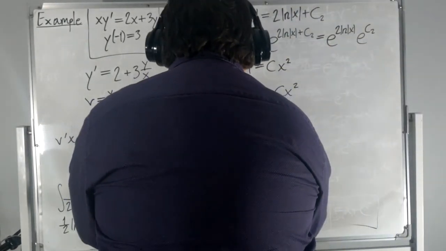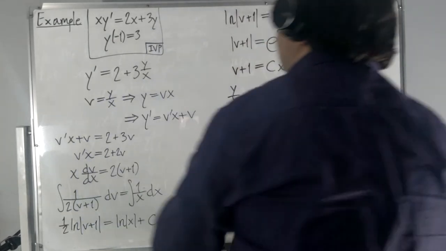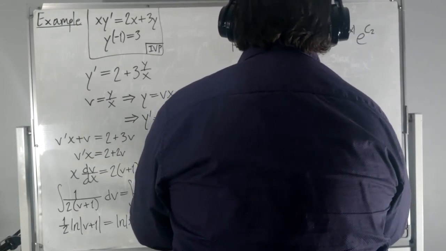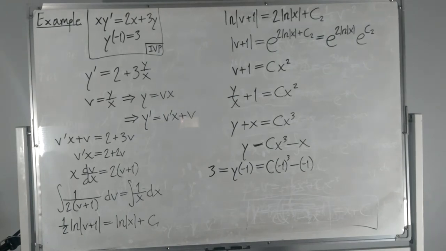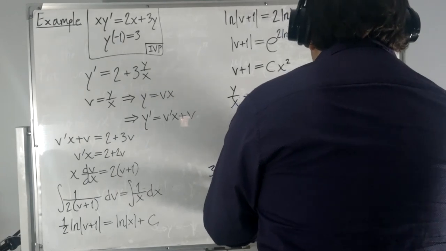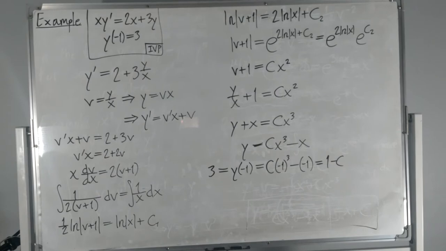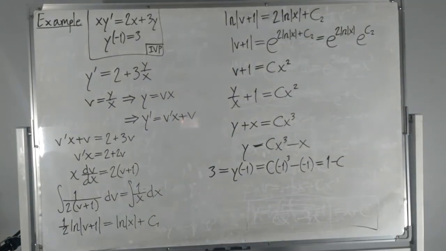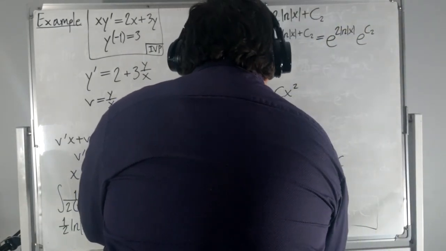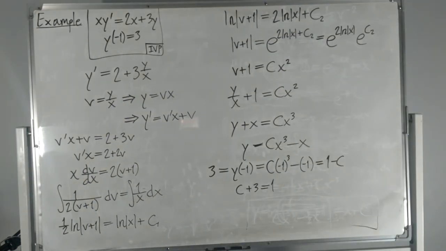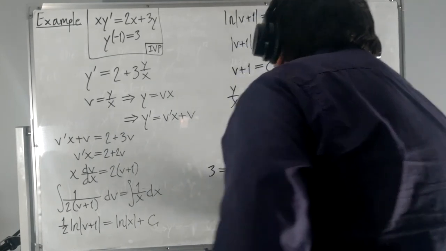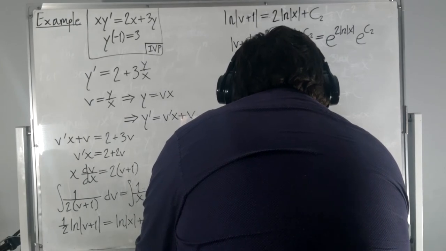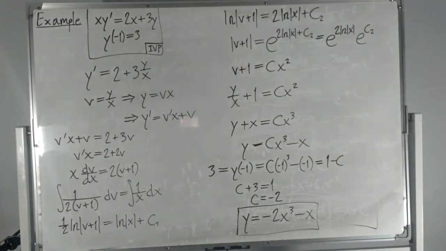So what we want here is 3 equals y of negative 1, so that would be c times negative 1 cubed minus negative 1. Negative 1 cubed is just negative 1. So this is just 1 minus c. This is an equation that we can solve for c, right? 3 equals 1 minus c, so add c to both sides, you get c plus 3 equals 1. Subtract 3 from both sides and you get c equals negative 2. So now the real answer is y equals negative 2x cubed minus x, and that is the particular solution that solves our initial value problem.